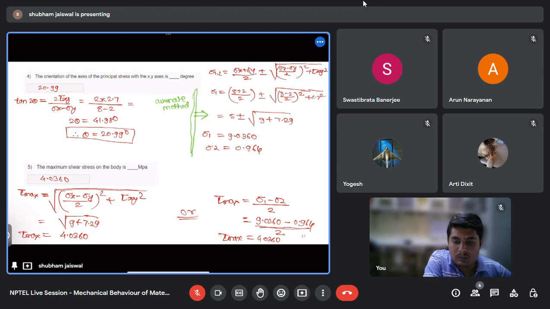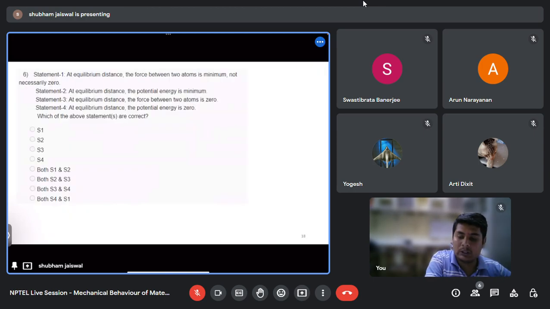So now coming to question 6. The question is like that. Statement 1: at equilibrium distance, the force between the two atoms is minimum, not necessarily zero. Statement 2: at equilibrium distance, the potential energy is minimum. Statement 3: at equilibrium distance, the force between the two atoms is zero. And the fourth one: at equilibrium distance, the potential energy is zero. So which of the above statements are correct?